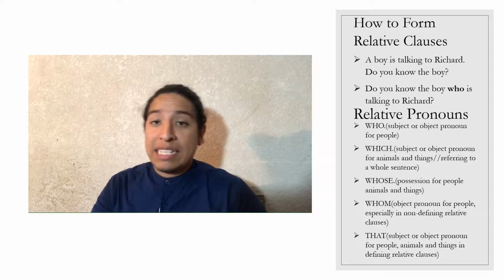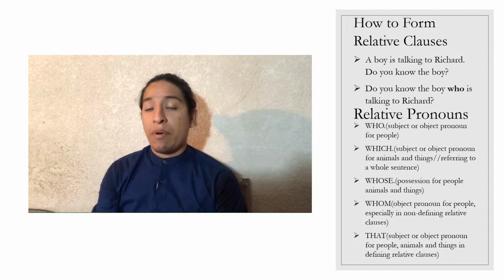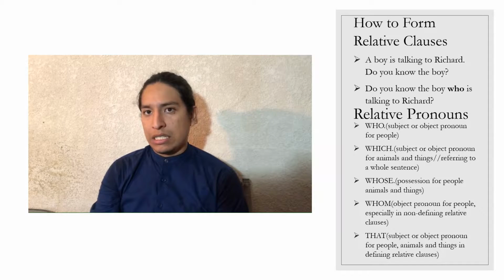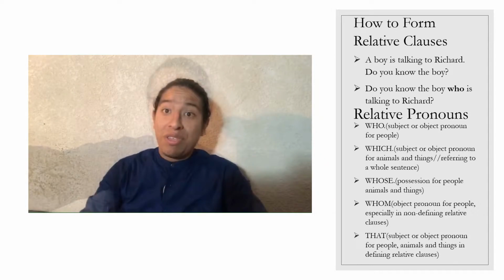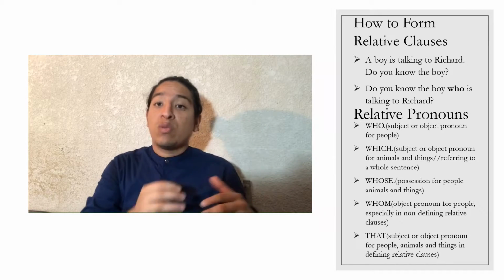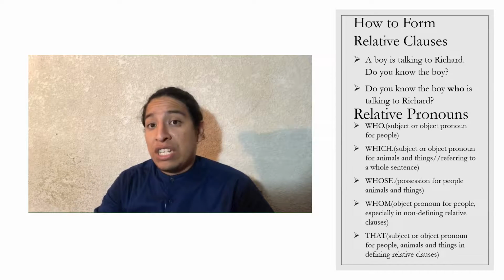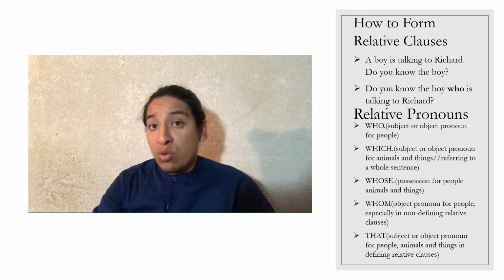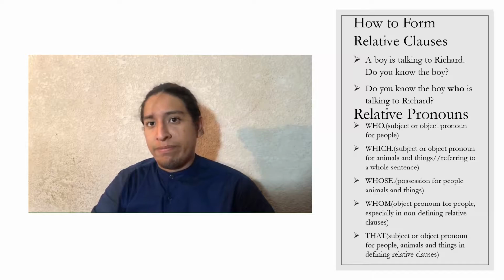Who can be used as a subject or as an object pronoun for a person, while which is a pronoun for animals and things. Also, it can be used for different things. It can also be used to refer to a previous sentence, like separating two sentences with a which. Whose can be used for possession of a person, animal, or thing. In this example: do you know the girl whose mother is a teacher?